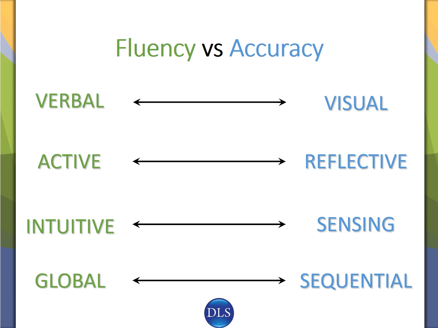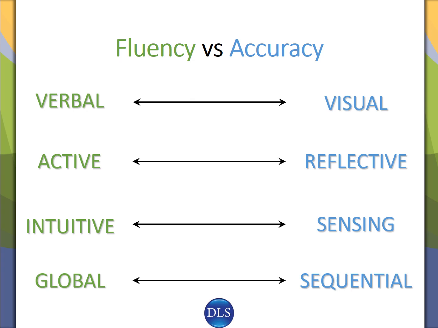Accurate learners, on the other hand, are visual and learn through seeing or writing information. They are reflective, meaning they like to think through information. Accurate learners are also sensing and like to relate what they learn to the real world or to things they can sense. They are also sequential, so they like to learn the smaller parts of something before moving on to the bigger picture.